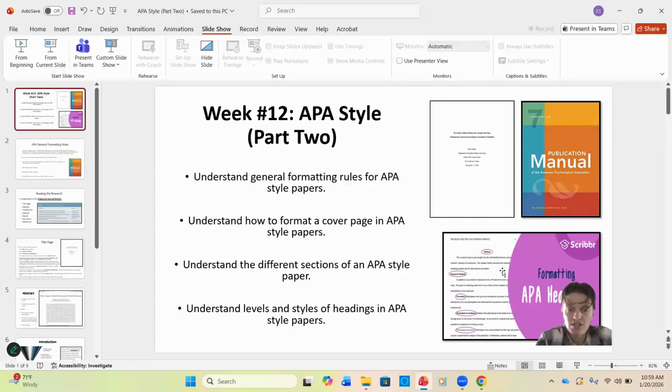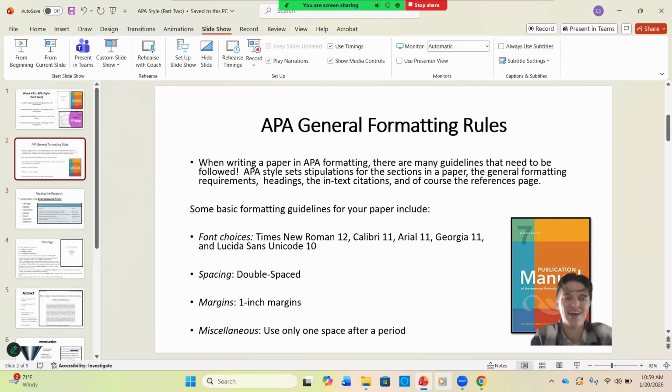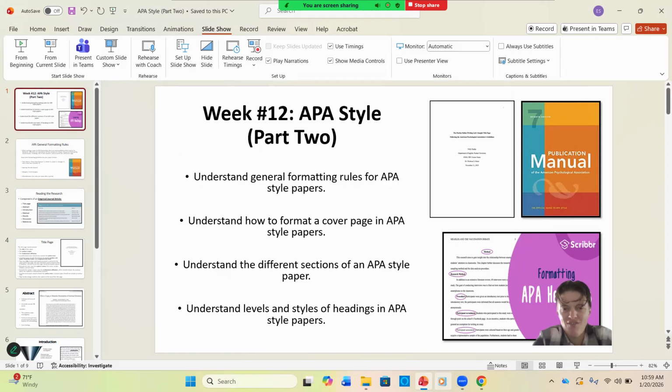Okay, so those are the different sections that you would typically see in a paper, and then you would have a references section that would follow the discussion, but we won't get into that until the next part of our APA style formatting.